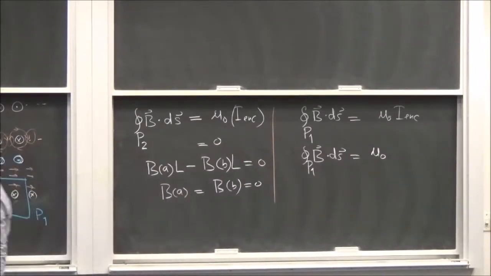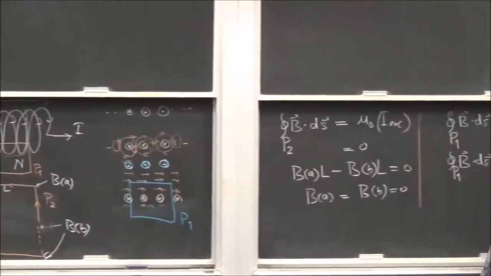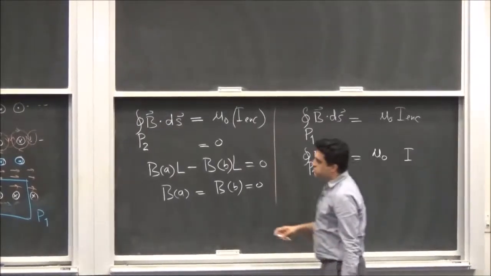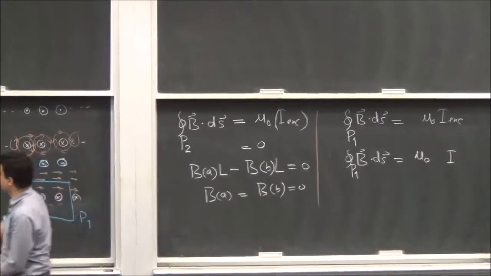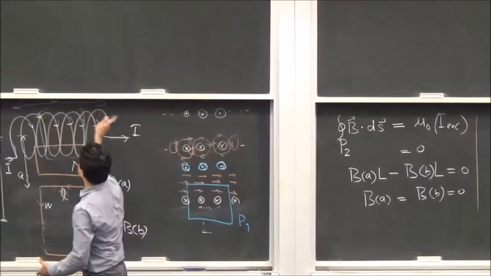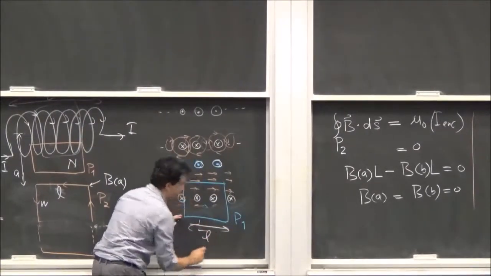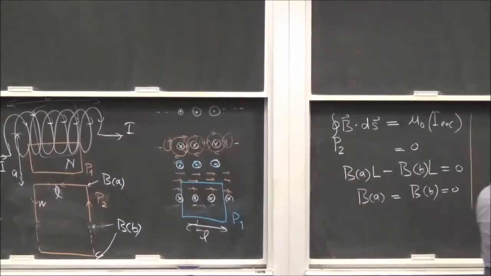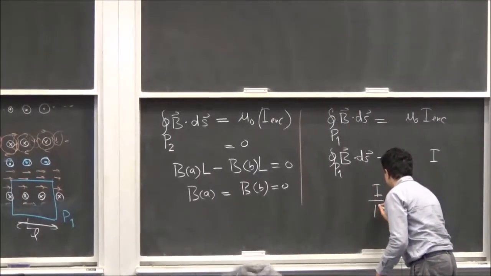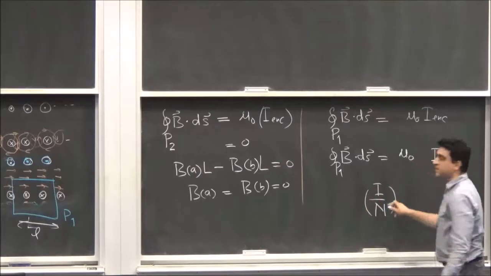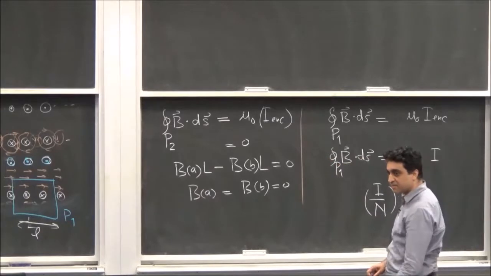So how many loops do you have? You have n number of loops. And what is the length of this thing? I will make it small l, because the capital L was the length of the whole thing. So how much current would be enclosed in this length, which is small l? This is the current which is enclosed in L, in capital L.